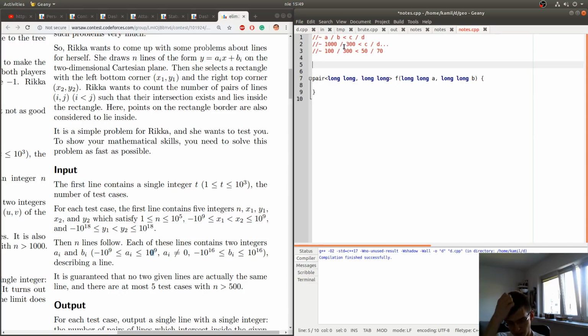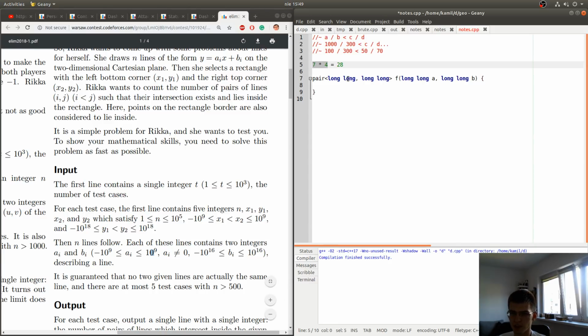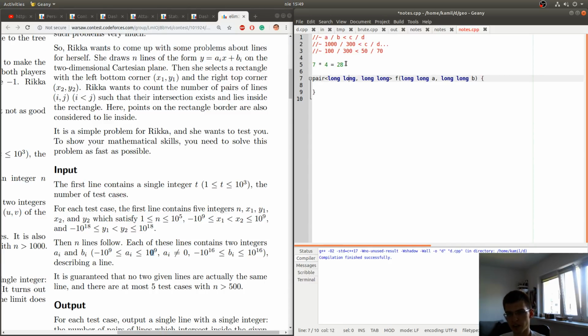Basically, in the decimal system, when we multiply 7 times, I don't know, 4, we get 28. Suppose we can only use digits; here digits represent my long type. But how to represent 7 times 4 if we can only use single digits? This number is too much for us. Then I can represent it as a pair, 2 and 8.